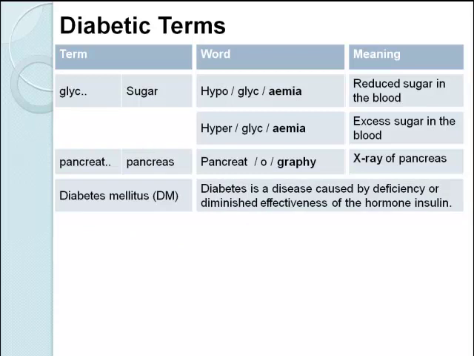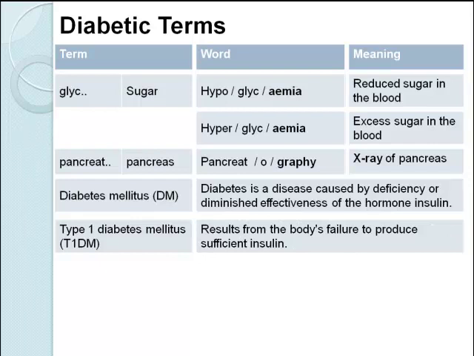Let's look at the term diabetes mellitus first of all. DM is the abbreviation. Diabetes is a disease caused by deficiency or diminished effectiveness of the hormone insulin, which is made by the pancreas. Type 1 diabetes mellitus results from the body's failure to produce sufficient insulin. Patients with type 1 diabetes will be on insulin from the outset of the discovery of their disease.